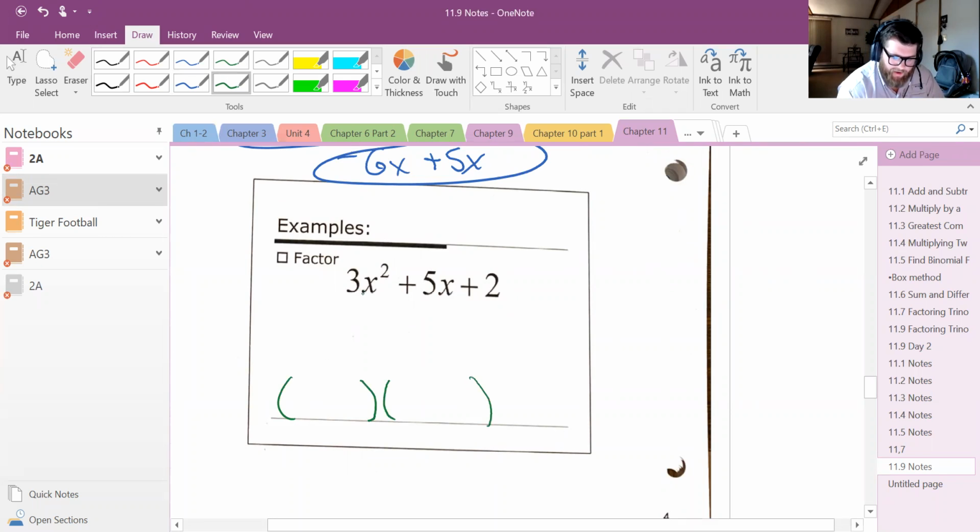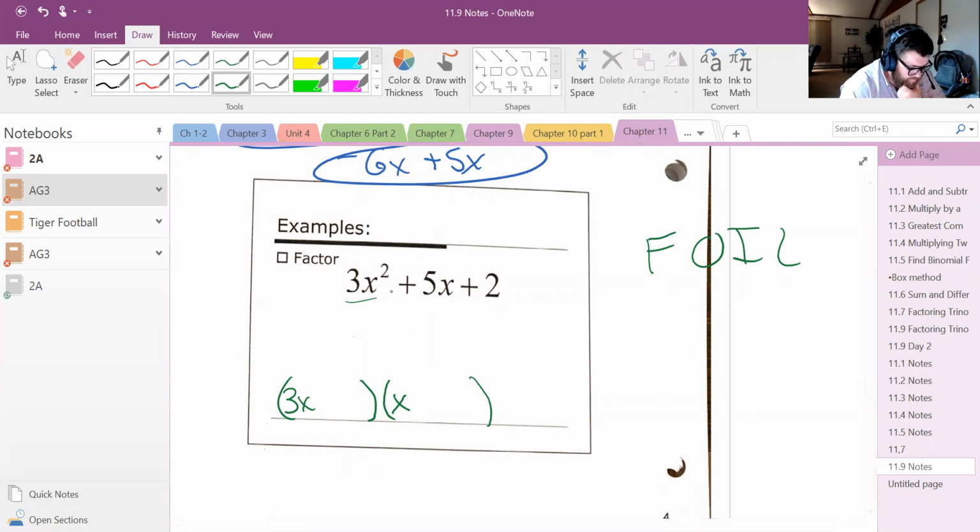Okay? Now remember, I need to get to 3x squared in the first step. So I need at least 3x here and 1x here. That way when I FOIL first, outer, inner, last, I get 3x squared.